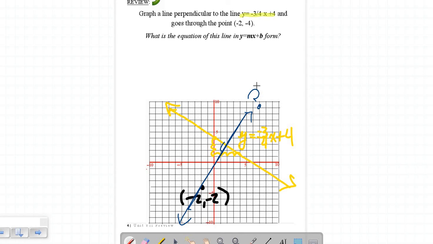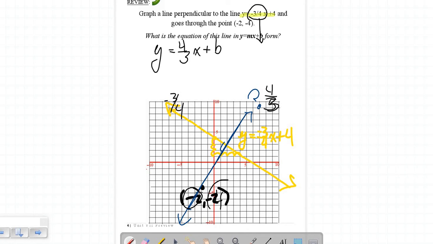Let's now check it algebraically. So we want a line that's perpendicular to this. So the perpendicular slope, if this is negative 3/4, our perpendicular slope is 4 over 3. So we have y equals positive 4 over 3x plus an unknown b that we don't know. We're going to stick our negative 2, negative 4 should be here, negative 2 and negative 4.